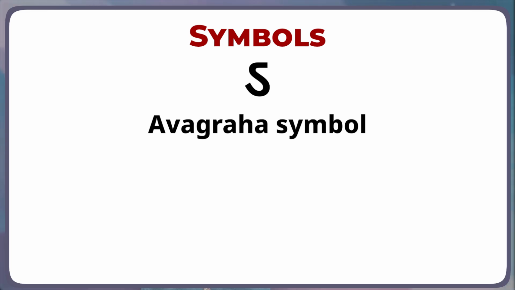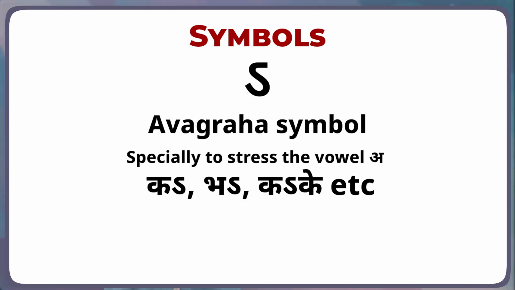The Avagraha symbol is a vowel lengthening marker. It is used also in Sanskrit for vowel lengthening. Please note that it may look like the English S letter, but it is not. In Maithili, it is used copiously where the vowel is stressed or lengthened, especially to stress the vowel as in ka, bha, ka, ka, etc. In Mithilakshar, it is written similarly as this.